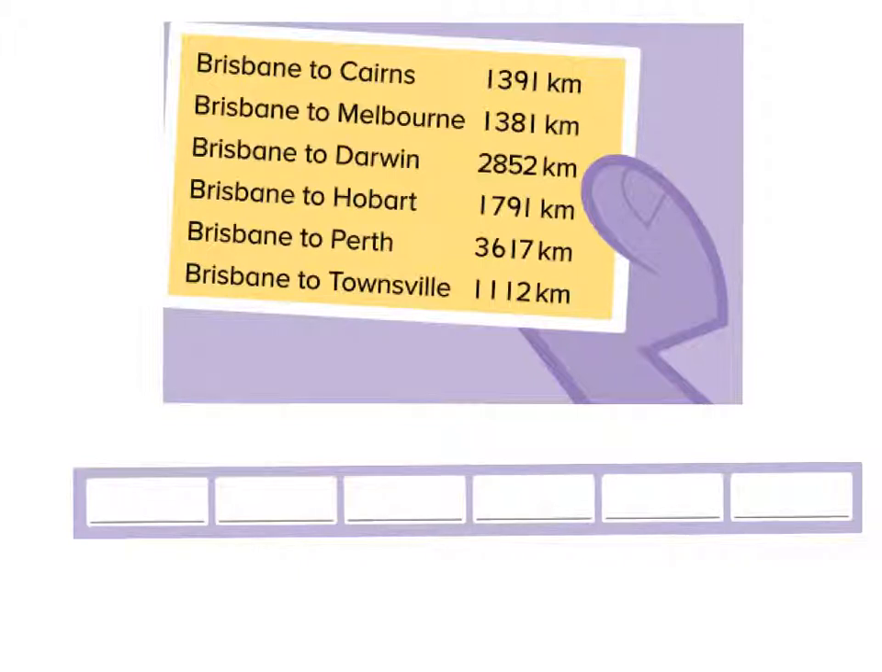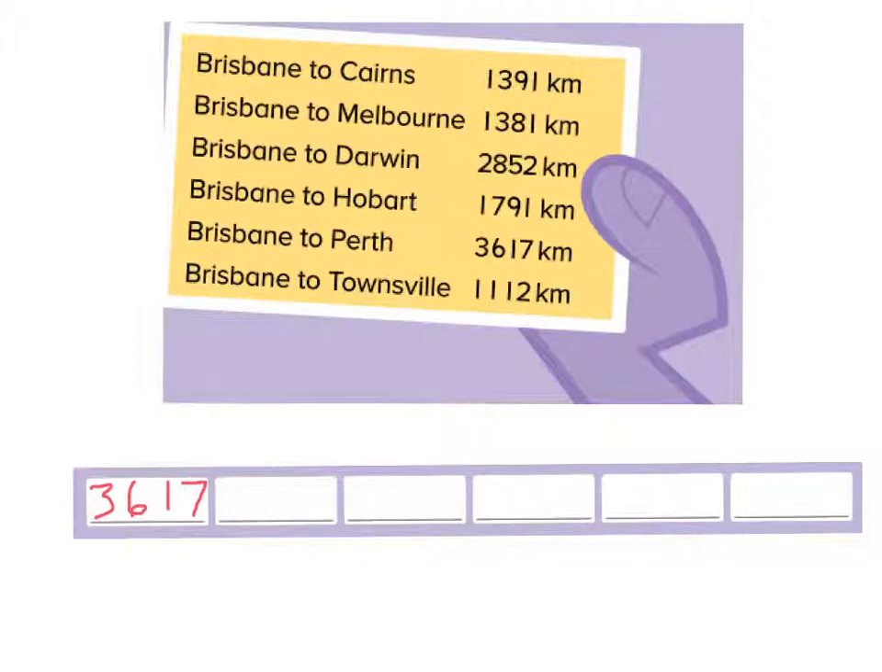I'm going to look in the thousands column first. So here's the thousands column, and I've got a 1,000, a 1,000, a 2,000, a 1,000, a 3,000, and a 1,000. So straight away I can see that the distance Brisbane to Perth is the largest distance because it has 3,617 kilometres. So let's write that one in here.